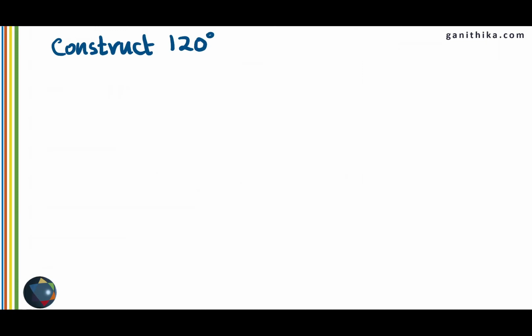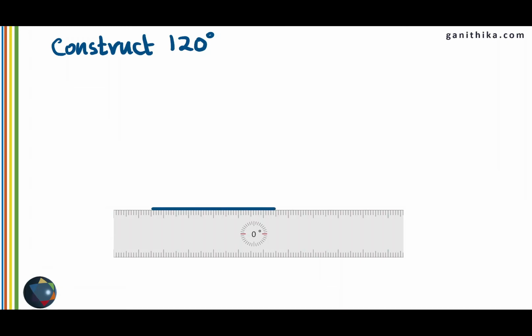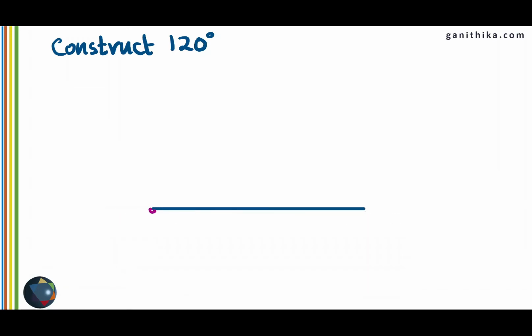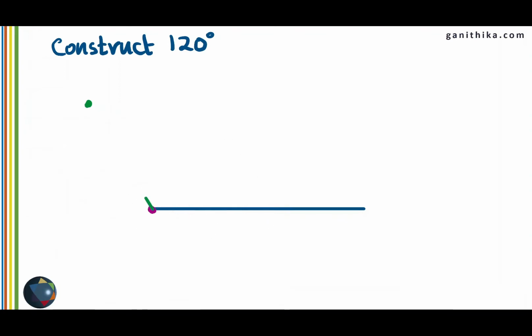Let's construct 120 degrees. Make the baseline, mark the vertex, align the protractor accordingly, look for the zero, and from 0 go on up to 120 on the protractor. Mark the point at 120, join the vertex and the point. Now you have constructed 120 degrees, and looking at the angle, you know it is an obtuse angle.